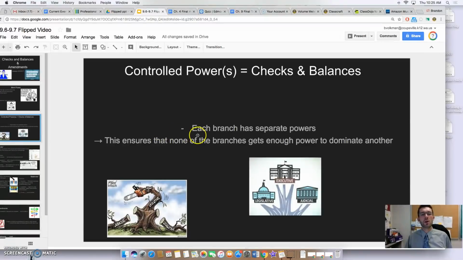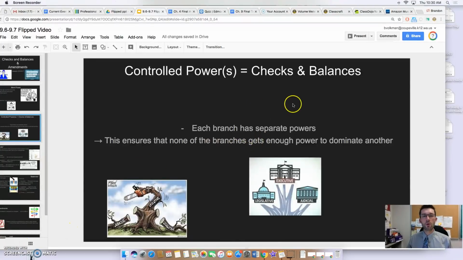The way they did this was to ensure that each branch of our government had separate and unique powers. This would ensure that none of the branches would get enough power to dominate another branch. Hence, we get the phrase separation of powers. To go with this separation of powers, we have what's called checks and balances. It's a way to make sure that one branch doesn't get too strong and dominate the others.